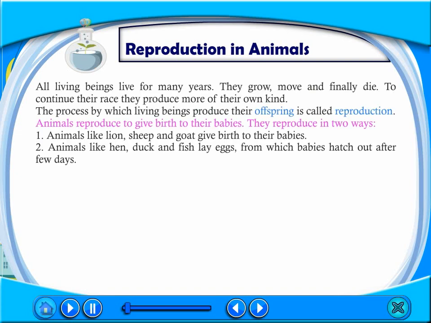Reproduction in animals. All living beings live for many years. They grow, move, and finally die. To continue their race, they produce more of their own kind. The process by which living beings produce their offspring is called reproduction.